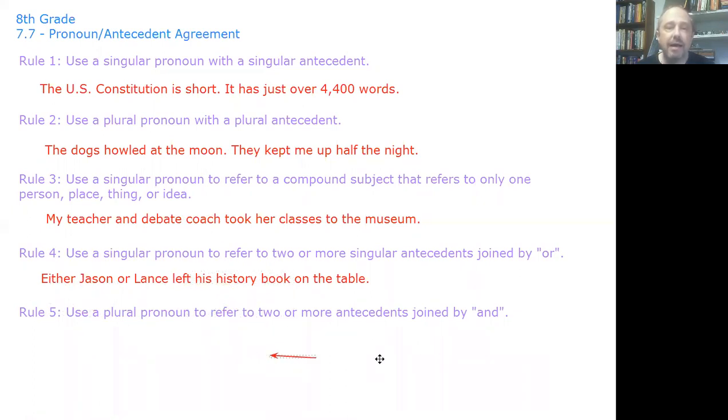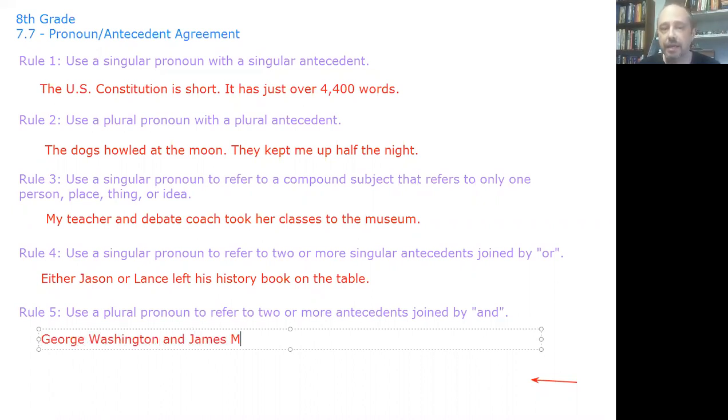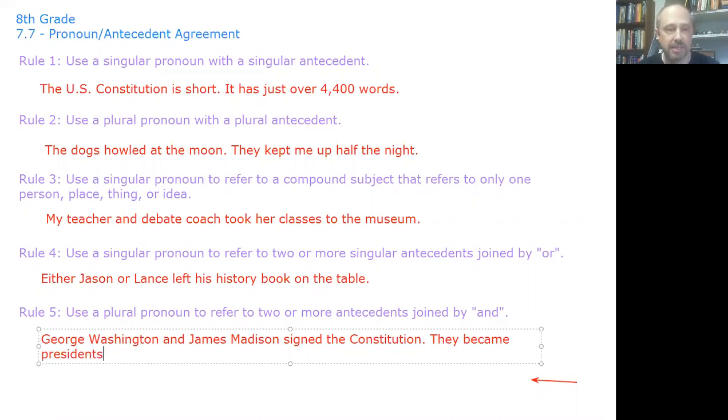Now, if I have a compound antecedent that's joined by and, that's different because with this, it's not a choice. All of them get lumped together, right? So George Washington and James Madison signed the Constitution. They became presidents.